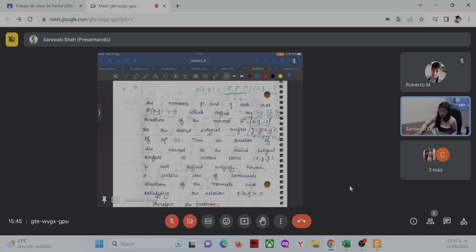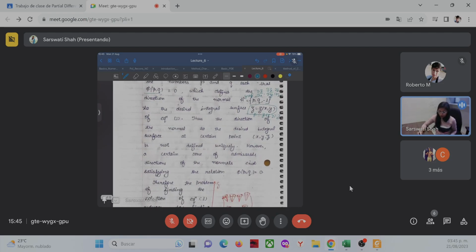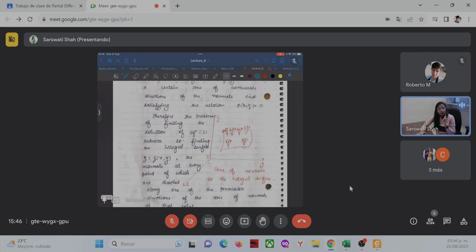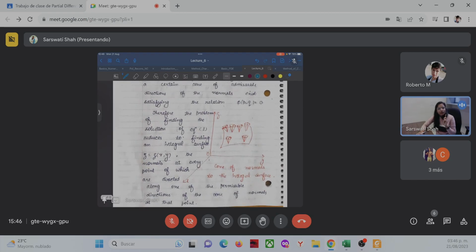However, a certain cone of admissible directions of the normal exists satisfying this relation. Therefore, the problem of finding the solution of the equation is first reduced to finding an integral surface, the normals at every point of which are directed along one of the permissible directions of the cone of the normal at that point. Let me explain this in more detail.